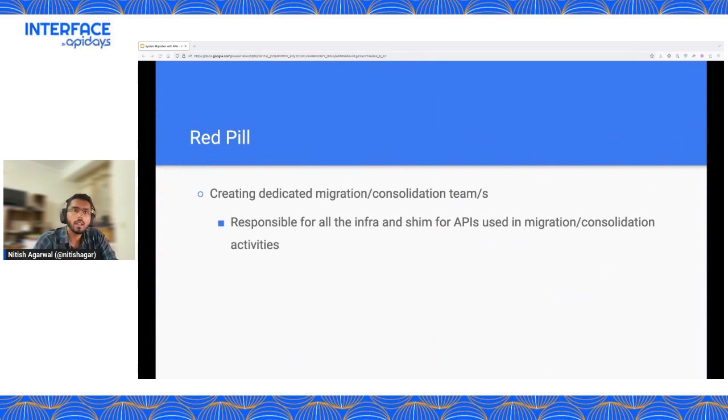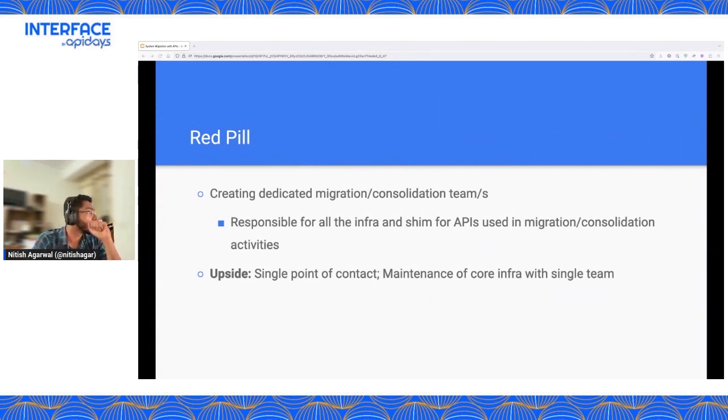You can start with creating dedicated migration and consolidation teams, right? These are responsible for all infrastructure or shim layers for APIs, which help in these migration or consolidation activities, right? And the upside, of course, is that now you have a single point of contact, right? So maintenance of core infrastructure is within a single team.